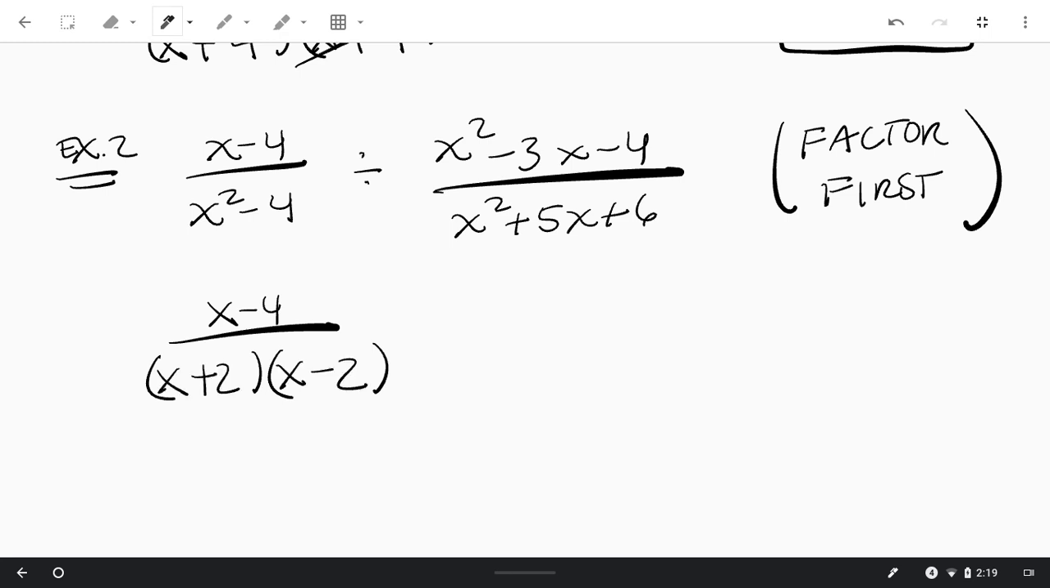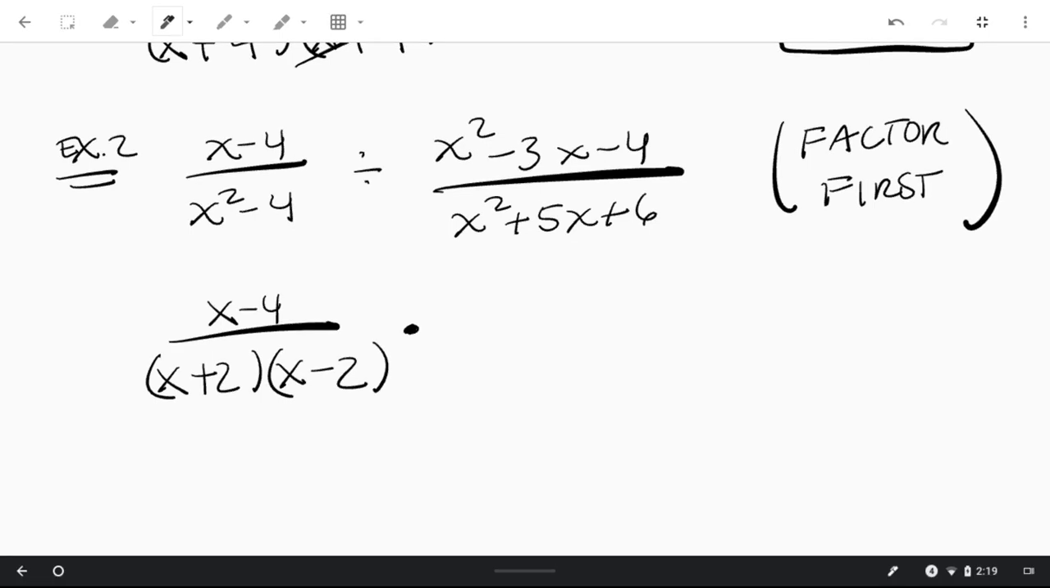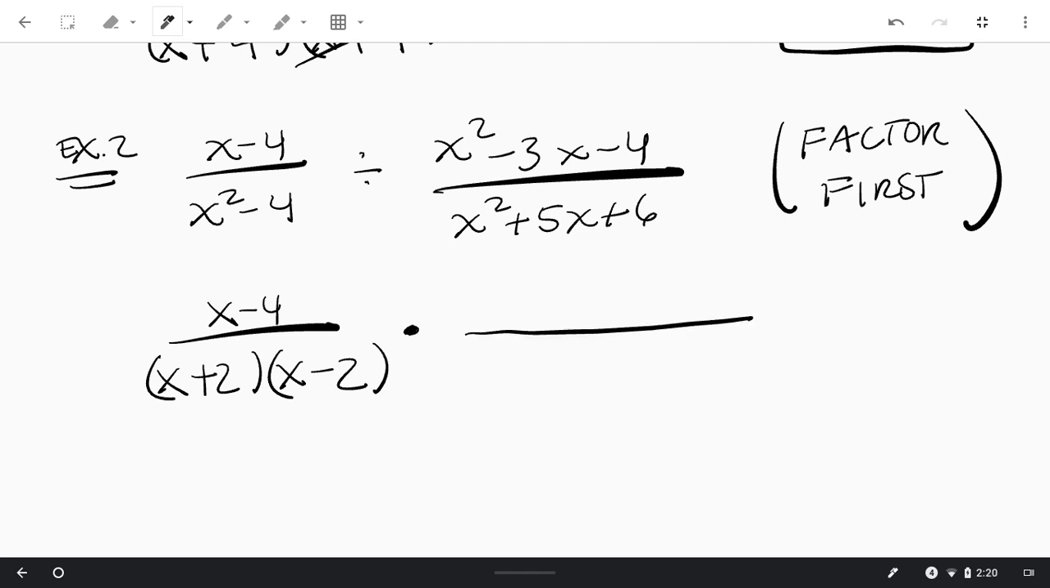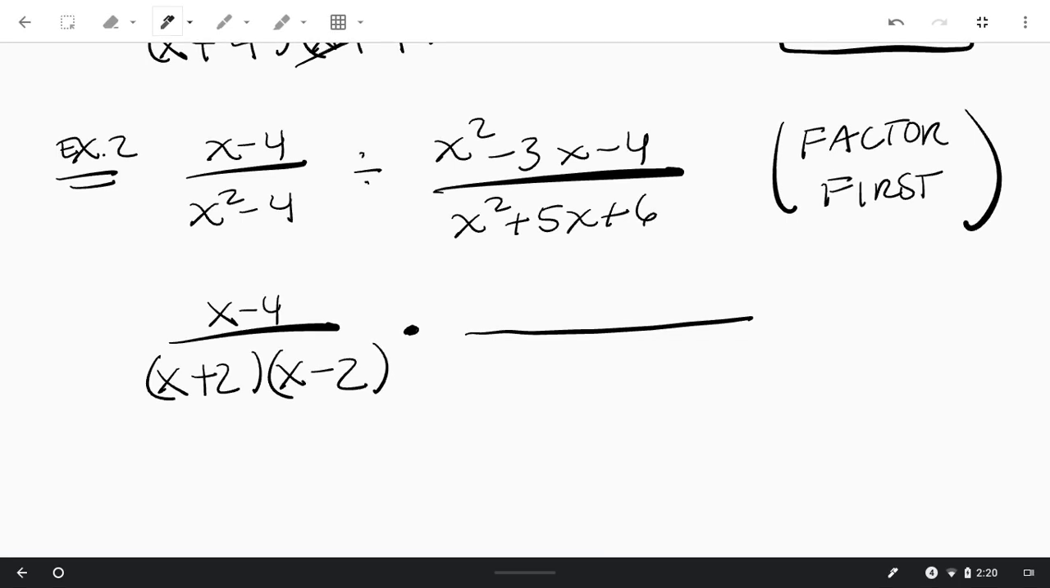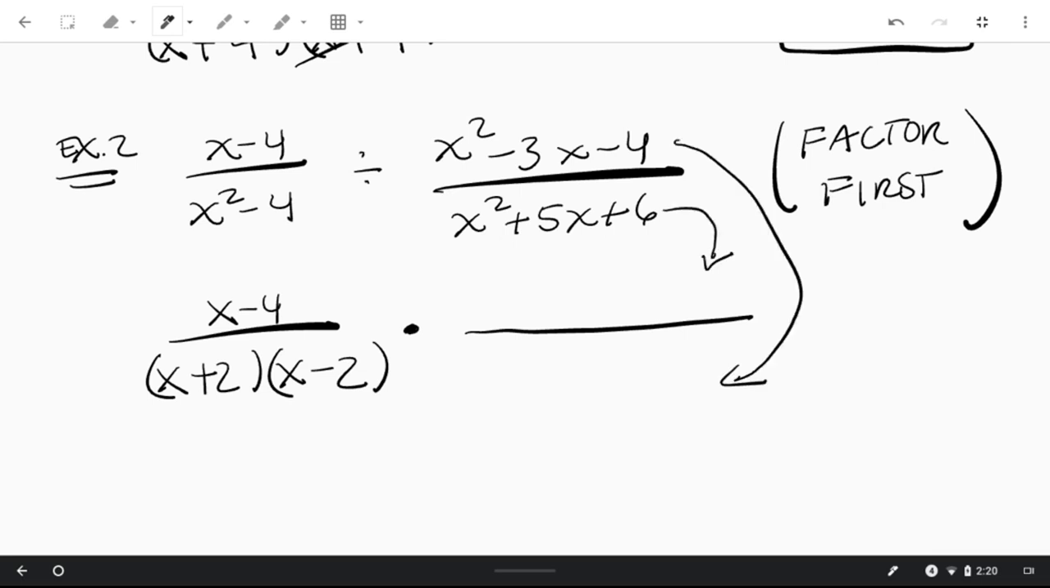And then remember, we're going to change this to multiplication. And we're going to take the reciprocal of the second one. So I'm going to factor the denominator. And I'm going to put it right here. And then I'm going to factor the numerator. And that is going to go down below. Okay, so we have to flip this one.